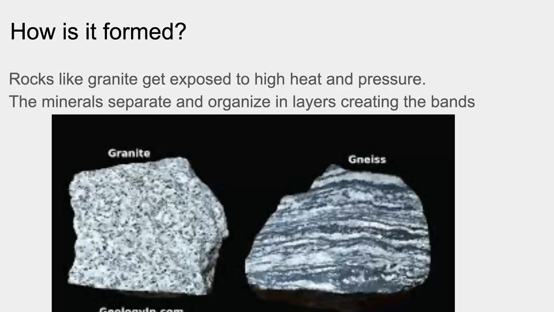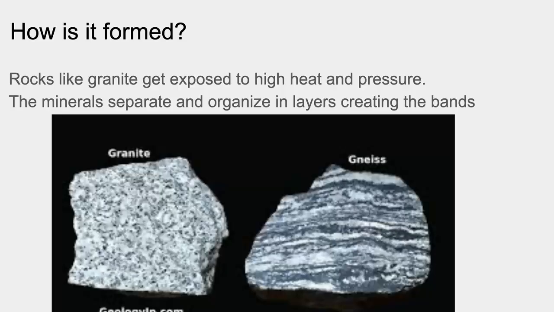How is it formed? They are formed underground. There's high heat and pressure that's put on the rock. Minerals will separate and then they organize into layers and create those stripes or bands. This picture really helped me understand because granite will be what turns into gneiss.